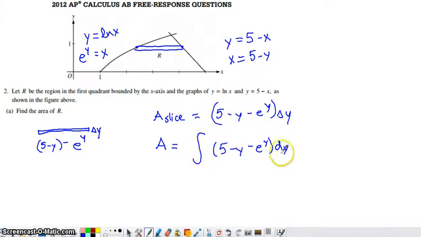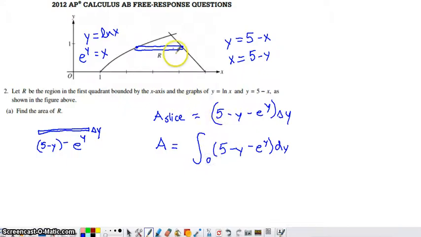Now these limits of integration have to be y values, because we're going to do our integral with respect to y. And they have to be the y values that all slices that we could have taken from within this region range between. Well, the smallest y value, the slice way down here at the bottom of the region, is going to have a y coordinate of 0. So the lower limit of integration is 0.